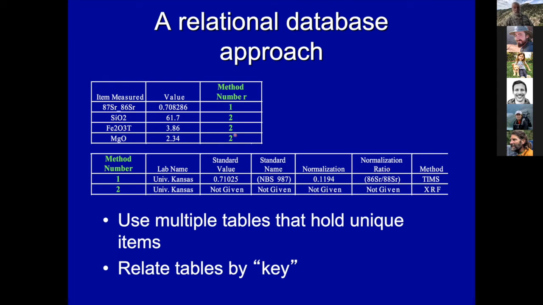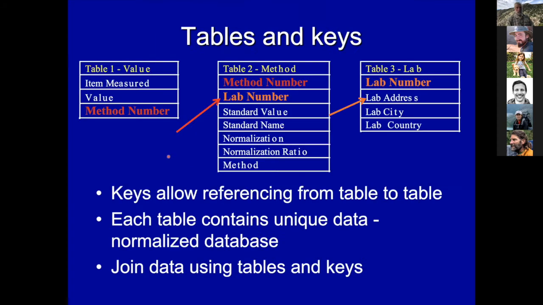But the point here is that you can have lots and lots of values here, and you never really repeat all the metadata. You just repeat a key method number here that gets you between 2 tables. It tells you how to relate one table to another. And so this grows and grows and grows. You have one table that's your values that has a method number.